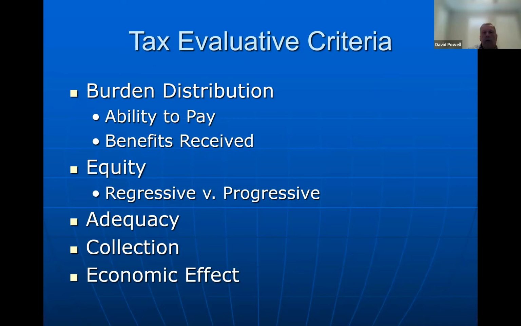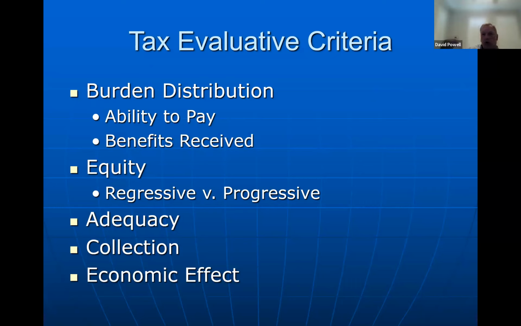Then closely related to burden distribution is this question of equity and fairness. Is tax fair? Does it treat people from different capability levels in a fair type of manner? When we are measuring the equity and the fairness of a type of tax, we usually break it up into two different possibilities: regressive versus progressive taxes. A progressive tax is a type of tax where people with more of an ability will pay a higher share of their resources in taxation.